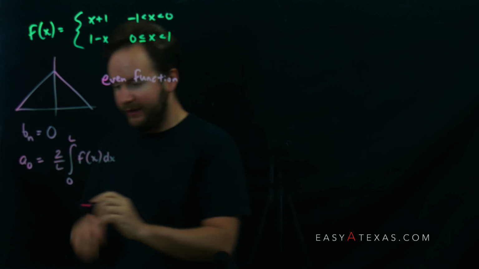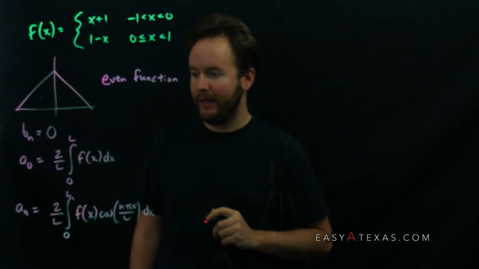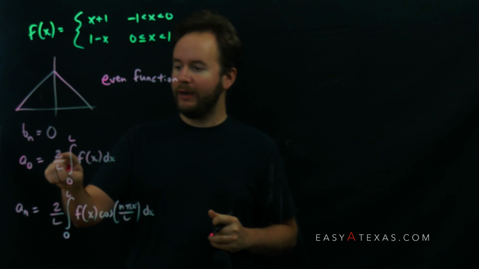In a similar fashion, instead of integrating from -L to L for my cosine series term, my a sub n term, I do 0 to L of f of x cosine n pi x over L, once again doubling my result. So instead of having 1 over L, I'm going to have 2 over L in front of my integral here.